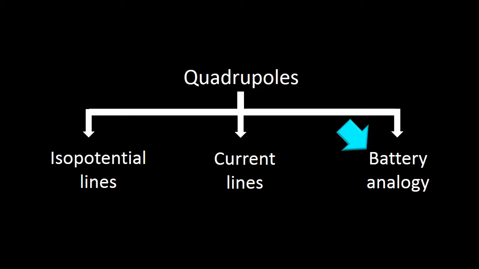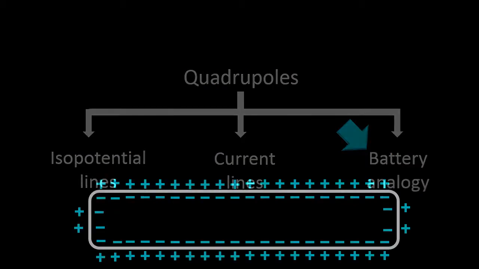The last model to explain quadrupoles is the battery analogy. The battery analogy is also very helpful because it helps to understand the creation and the movement of quadrupoles. I will take a few minutes to explain it. Let's start by considering a segment of an axon at rest, with the layers outside the membrane being positive and just inside being negative, as you can see in this frame.